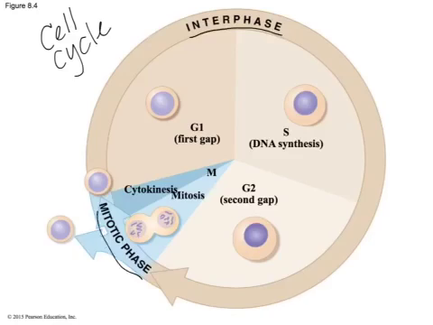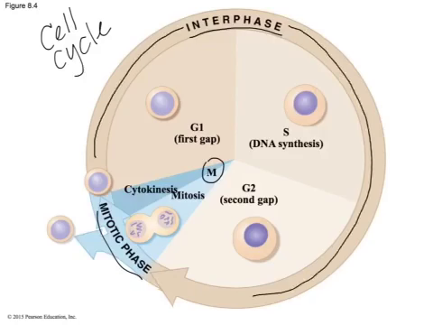The mitotic phase can also be called the M phase. So mitotic phase and M phase are going to be the same, where interphase is going to be the longest part of the cell cycle, and it consists of all of this. It has three parts.